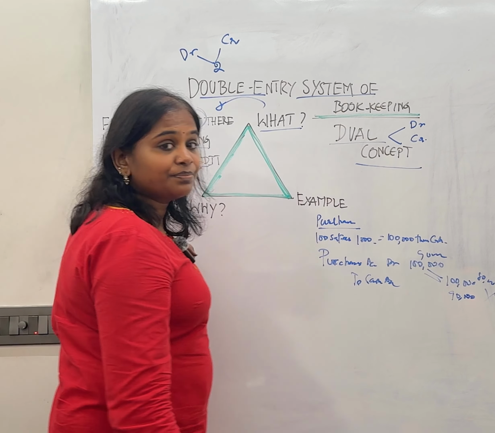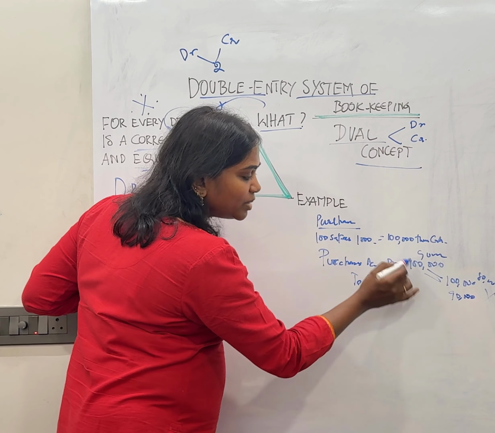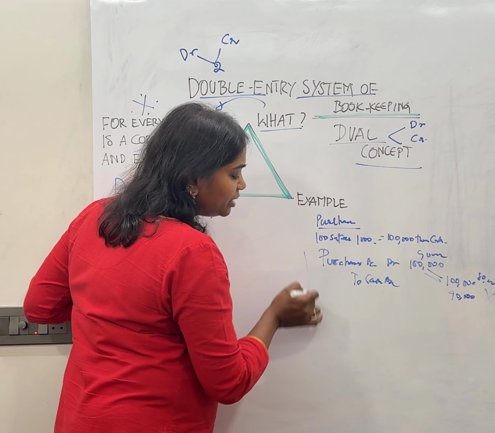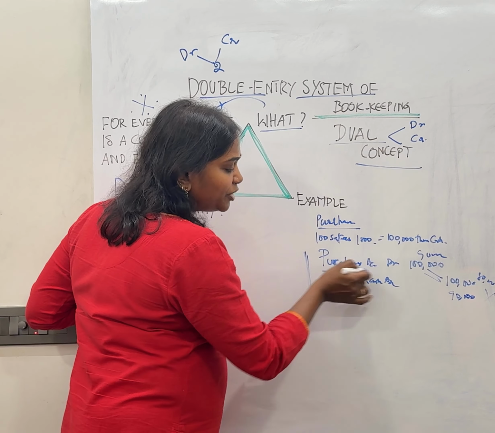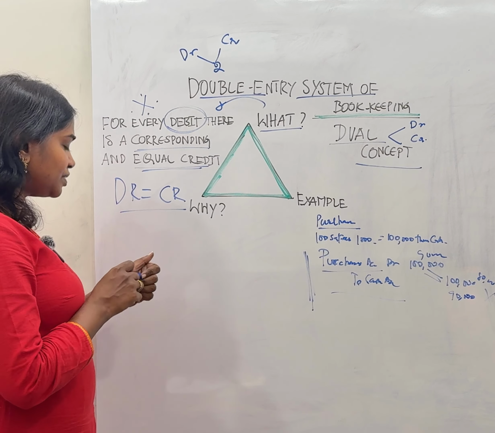What it has to be? It has to be equal. Debit and credit have to be equal, and there have to be two entries, one debit and one credit. Okay, so this is what the double entry system of bookkeeping is.